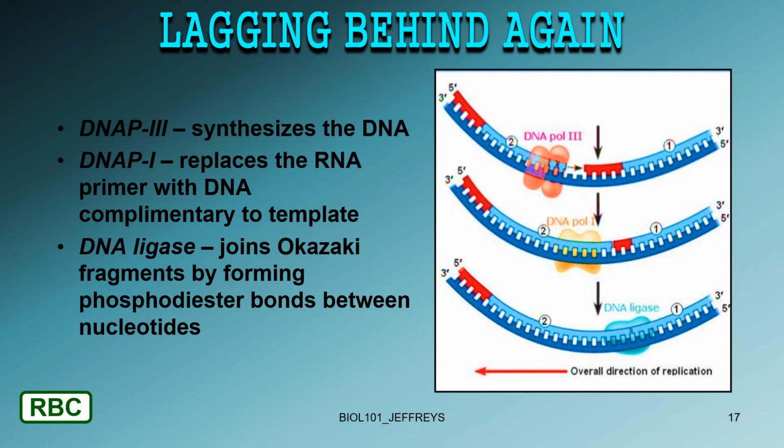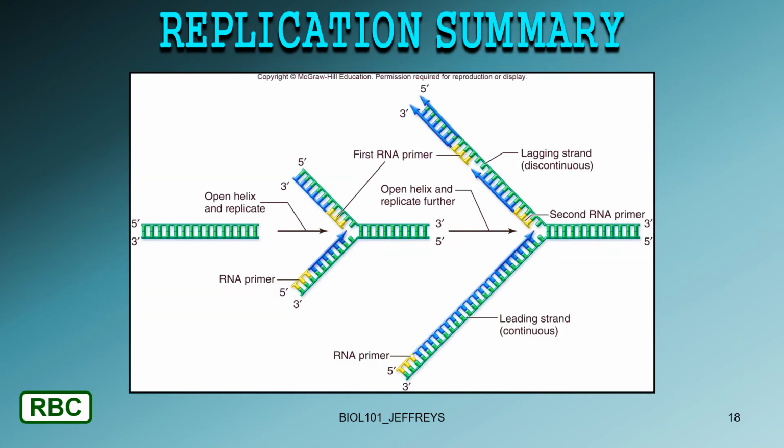Okay, this is just another look at the lagging strand being replicated. So the DNA polymerase 3, that's DNAP3, synthesizes DNA. DNA polymerase 1 replaces the RNA primer with DNA. And DNA ligase joins the Okazaki fragments together. And that's all this illustration is showing you. Okay. Anything new here to look at?